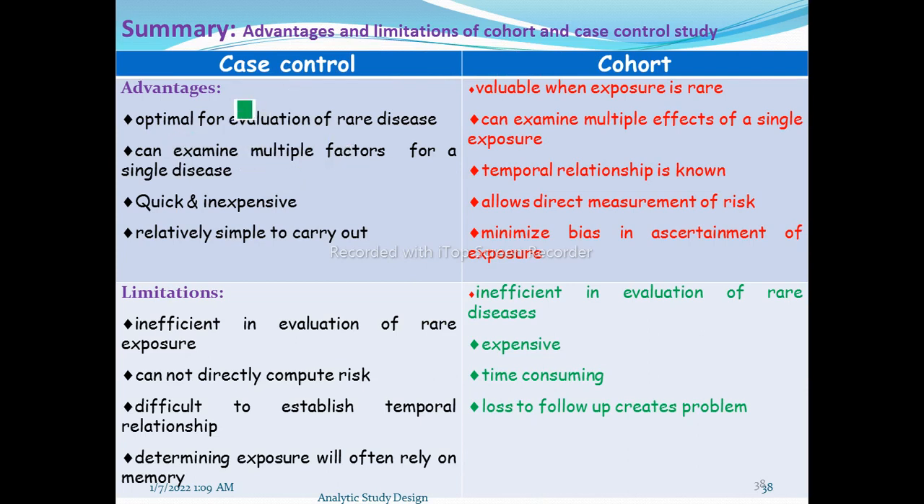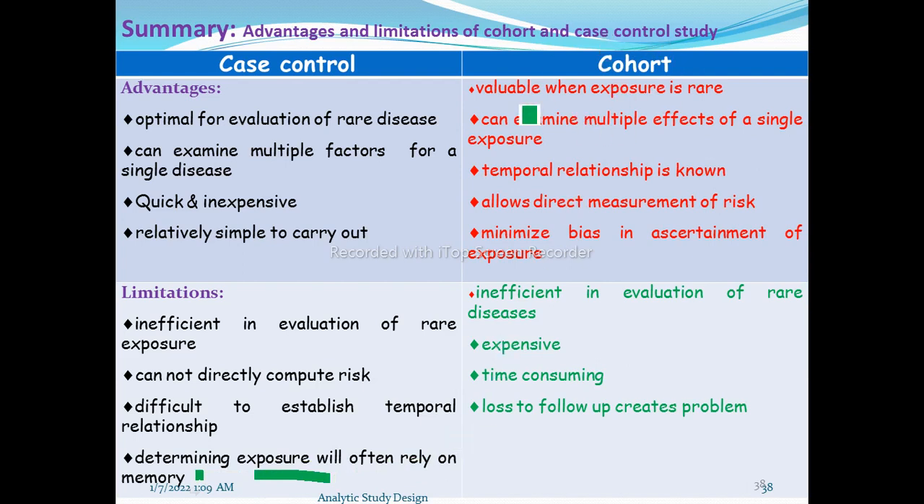Case control study advantages: optimal for evaluation of rare disease, can examine multiple factors for a single disease, quick and inexpensive, relatively simple to carry out. But it is inefficient for evaluation of rare exposure, cannot directly compute risk, and it is difficult to establish a temporal relationship. Determining exposure will often rely on memory, so recall bias may be present.